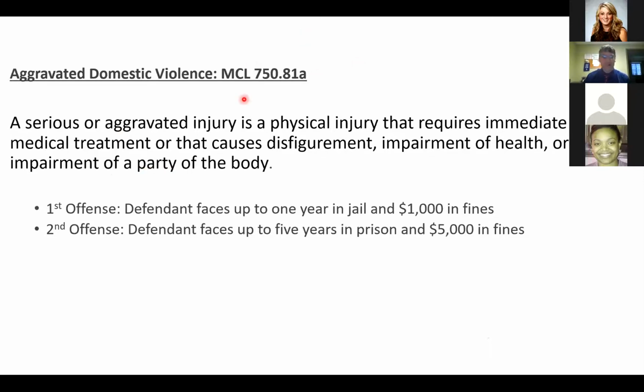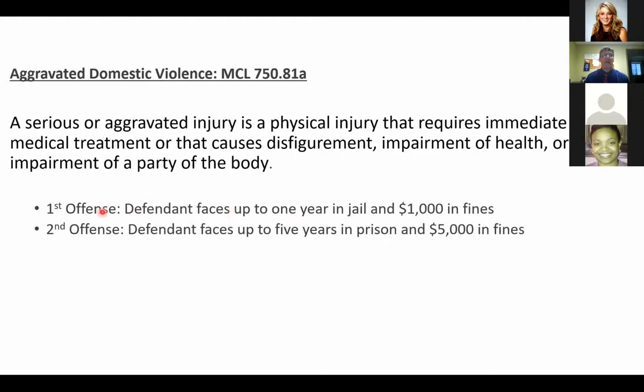Different law. Aggravated domestic violence is domestic violence that meets any of the above criteria, between people in domestic relationships, but it's an injury that requires immediate medical treatment or that causes disfigurement, impairment of health, or impairment of body parts. So what that means is if a patient who's in a domestic relationship comes in with an injury that requires treatment by us, that's now aggravated domestic violence, and the consequences for the perpetrator are quite a bit higher.